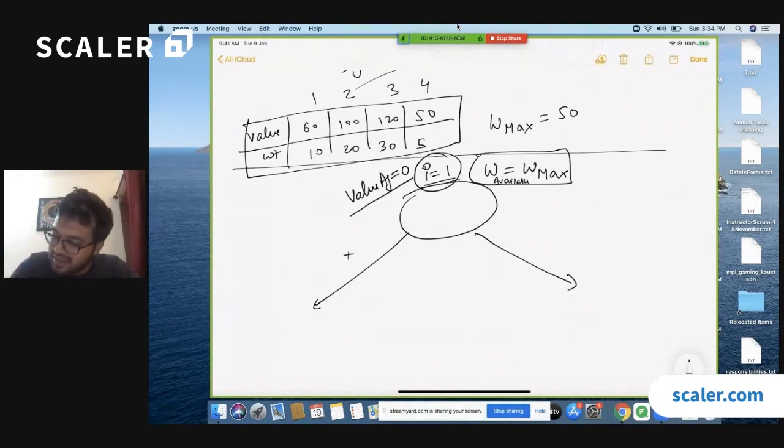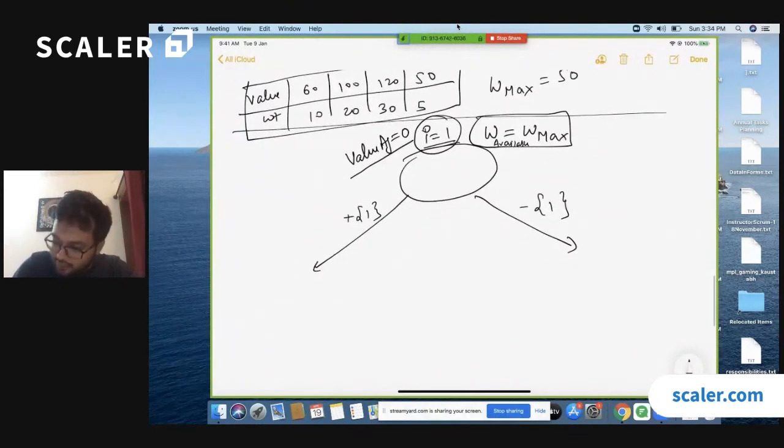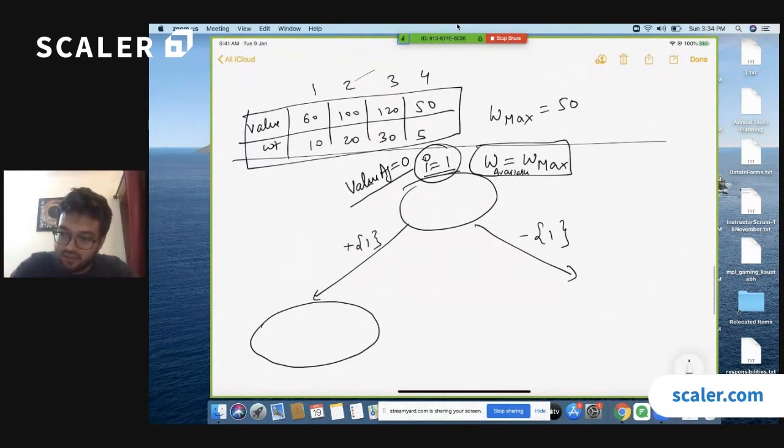Either you can say that I am going to select the first item, or you can say that I am going to not select the first item. Does it make sense to everybody? If you select the first item, can you define these 3 parameters for this new state for me? I am pretty sure that you can. You have taken a decision for the first item.